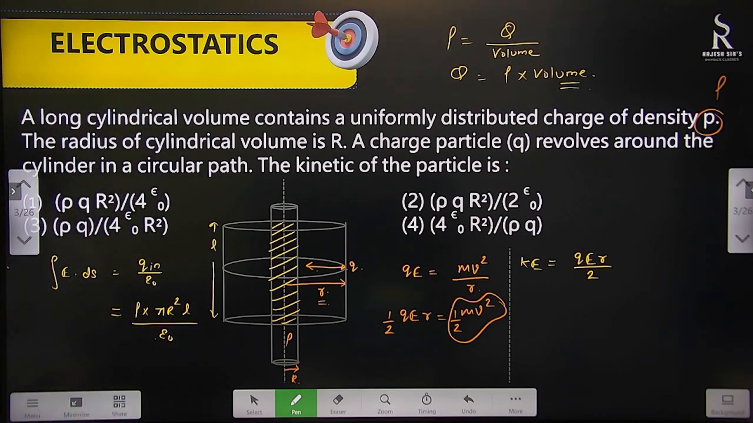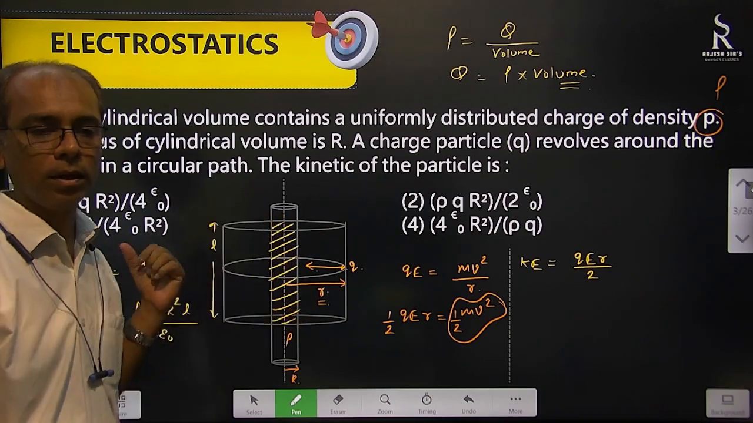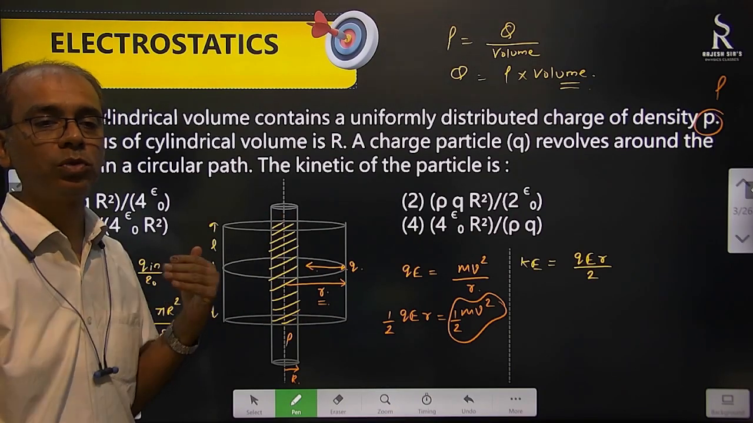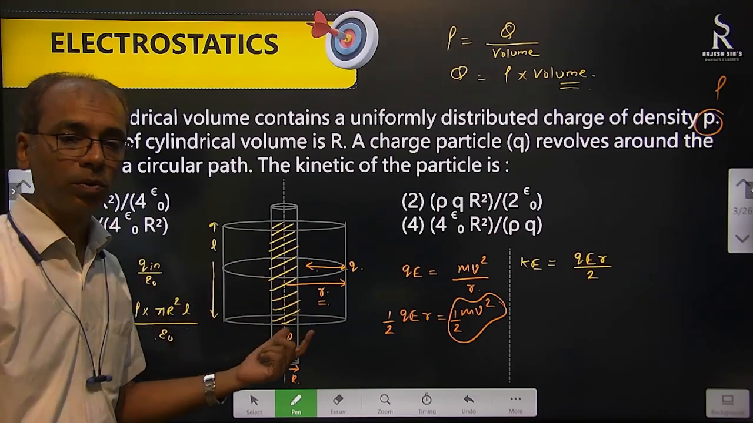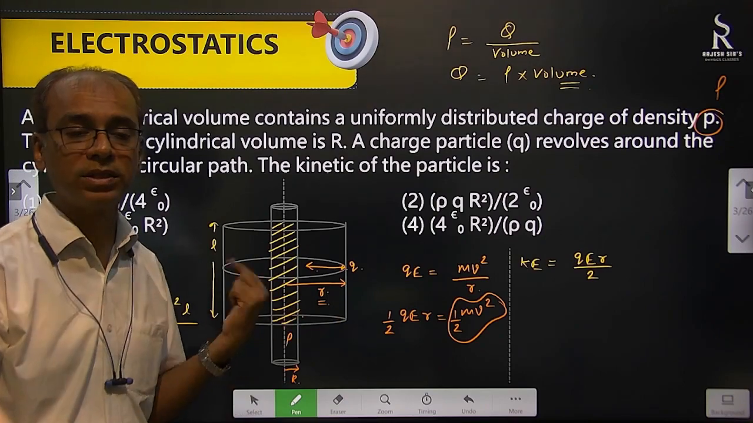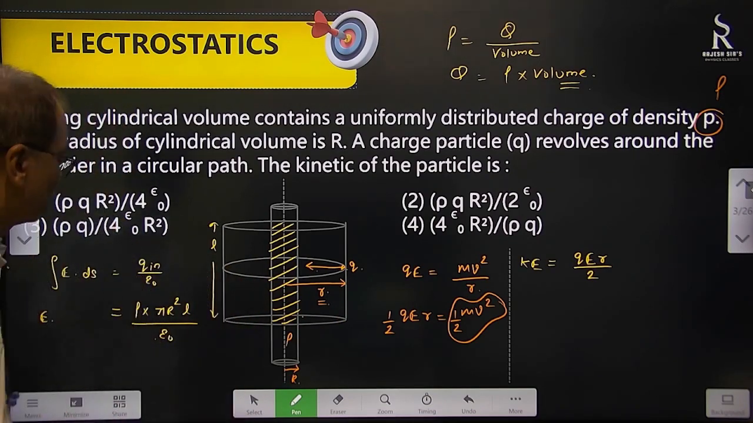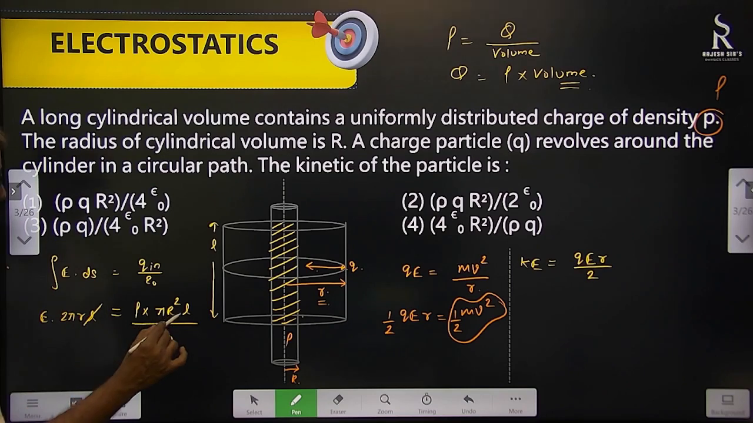Now here is E dot ds. So E into, now ds is what? ds is the curved surface area of the cylinder. What is the curved surface area? 2 pi r L. Which r here? Small r. Because Gaussian surface, curved surface area. So Gaussian surface 2 pi r L. What will happen? L and L you can cancel.